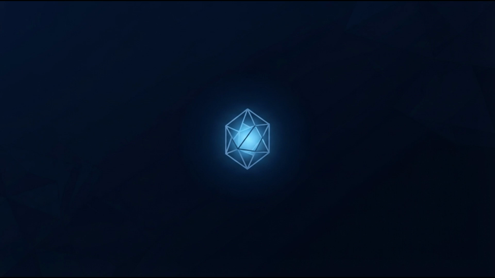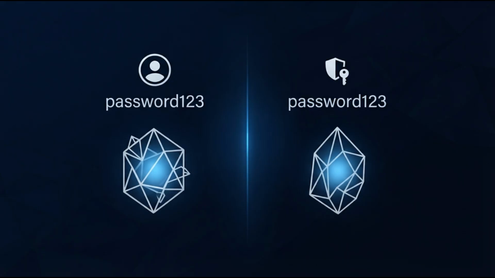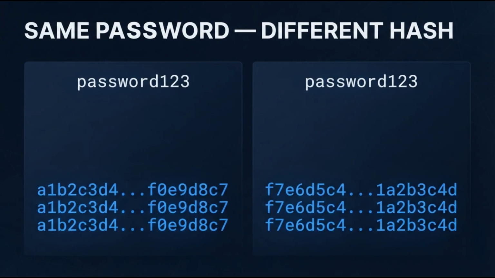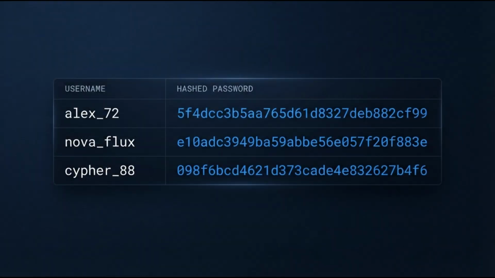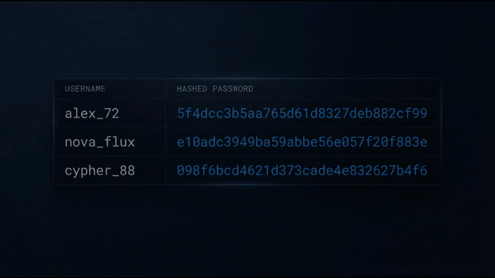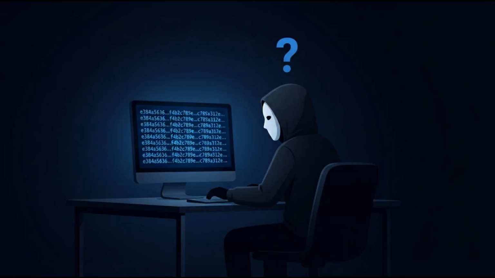But there's one more layer to this, and it's what makes the whole system genuinely clever. What if two people use the exact same password? Without extra protection, their hashes would be completely identical in the database. And an attacker who got inside could immediately spot that pattern and exploit it. So good systems add something called a salt. Before your password gets hashed, a random string of characters gets added to it. Something unique to you. Something nobody else has.